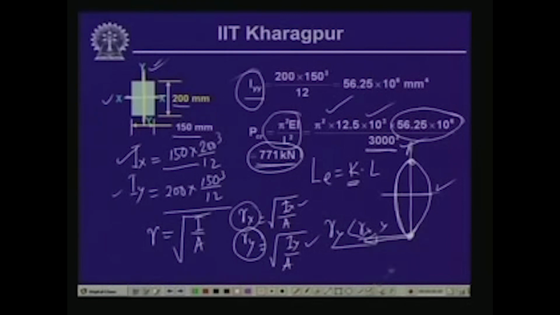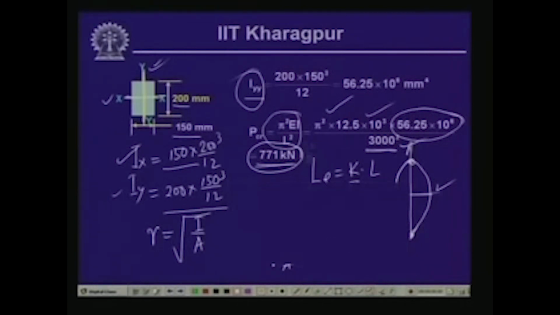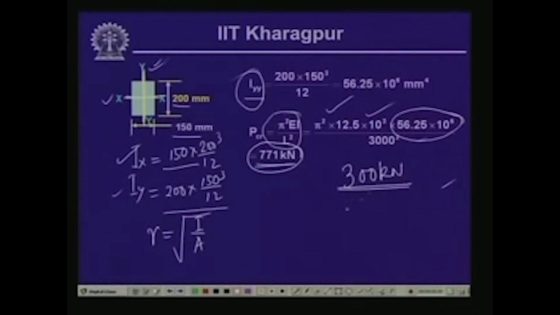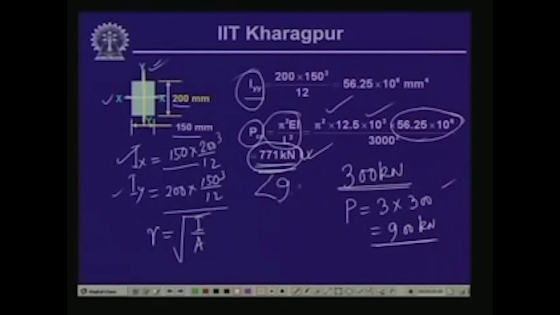Now, as I was telling you, we will have to apply a factor of safety of 3 to this particular member, and thereby to have a 300 kilonewton load on this column member, we will have to check the section for a load P equal to 3 times 300, which is 900 kilonewton. Since we find that using Euler's critical load formula, the critical load is 771 kilonewton, which is less than 900 kilonewton, this particular section will not be appropriate to apply a load of 300 kilonewton with a factor of safety of 3.